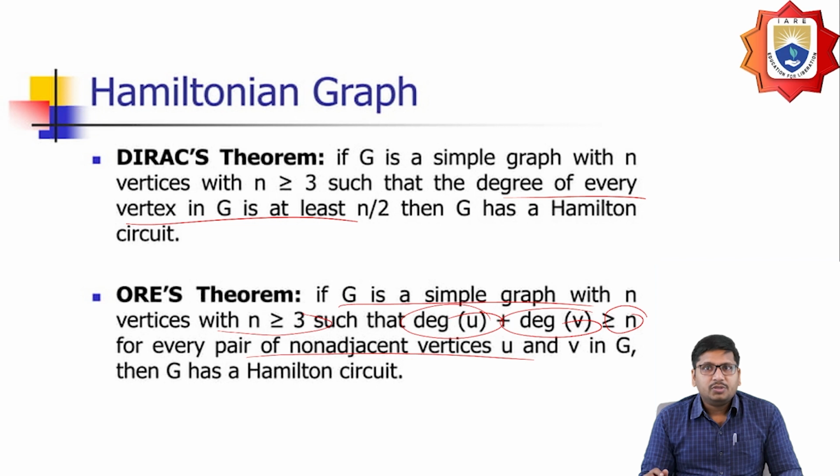So here what I'm going to say is that a simple graph with n vertices, with n greater than or equal to 3, such that the degree of U plus degree of V is greater than or equal to n for every pair of non-adjacent vertices U and V in the graph, should have a Hamiltonian circuit.